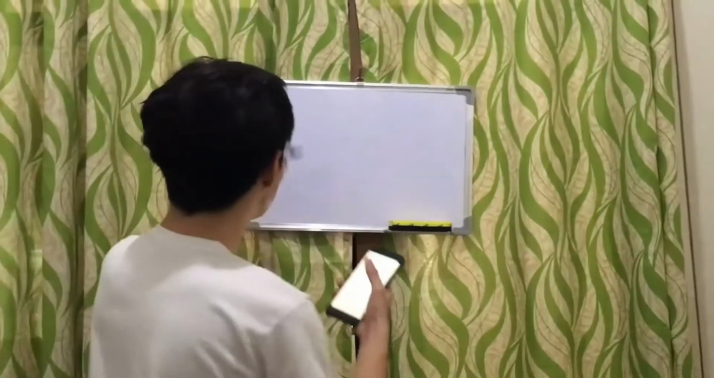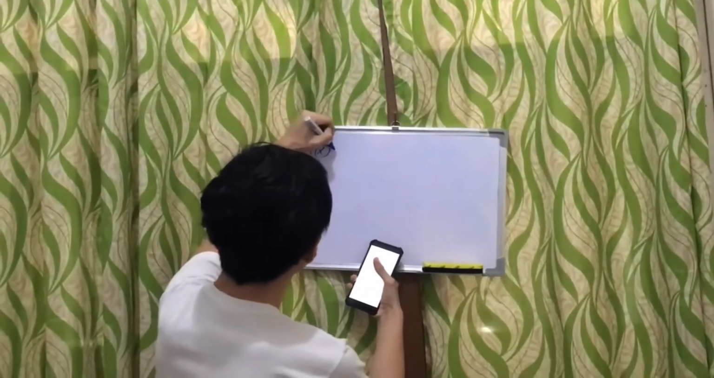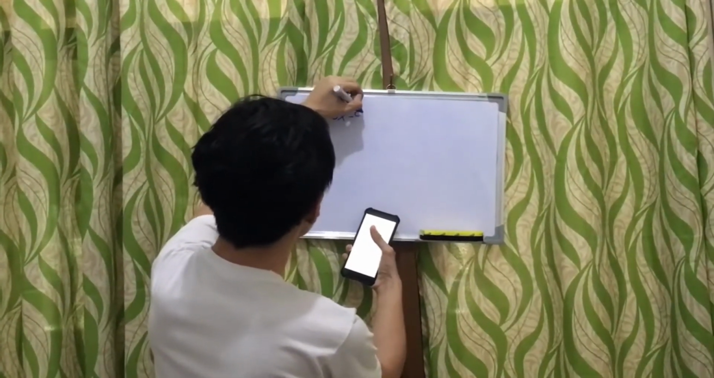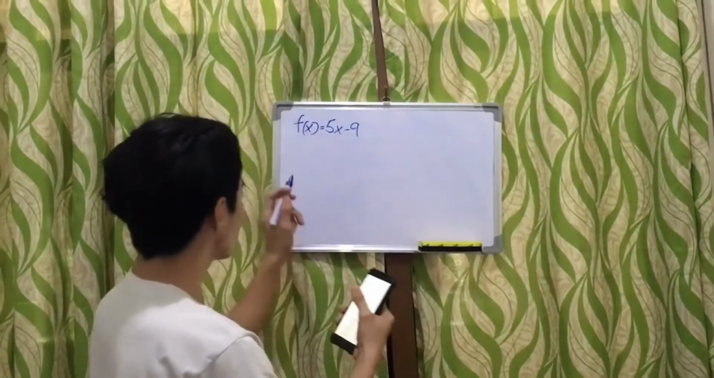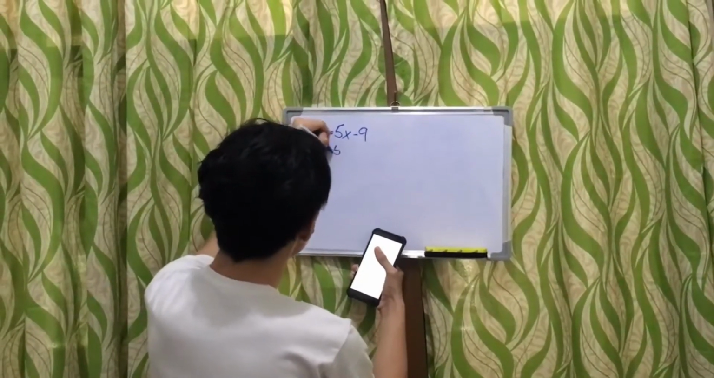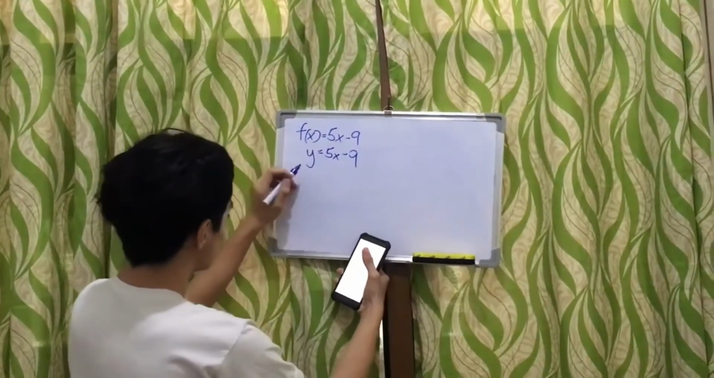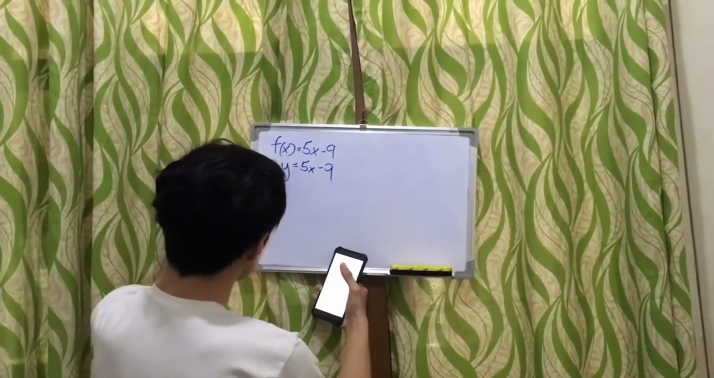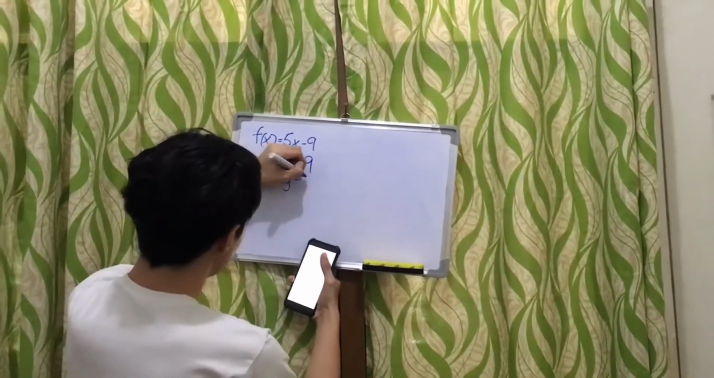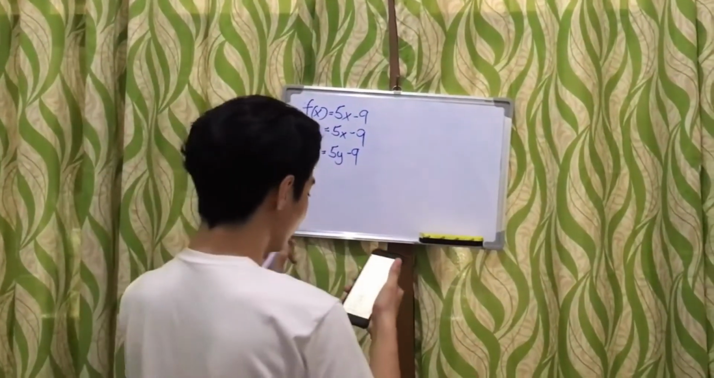Third example. f(x) equals 5x minus 9. And again, change f(x) to y. Then switch y to x. x equals 5y minus 9. And we will divide it by 5.